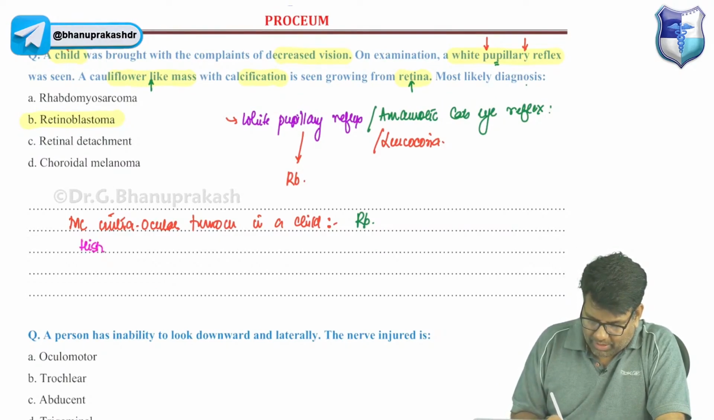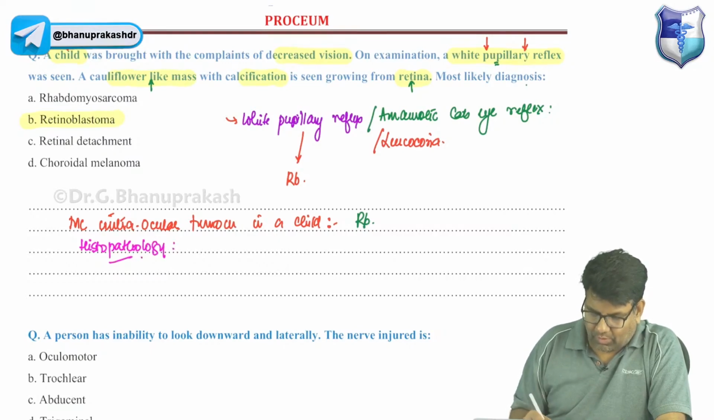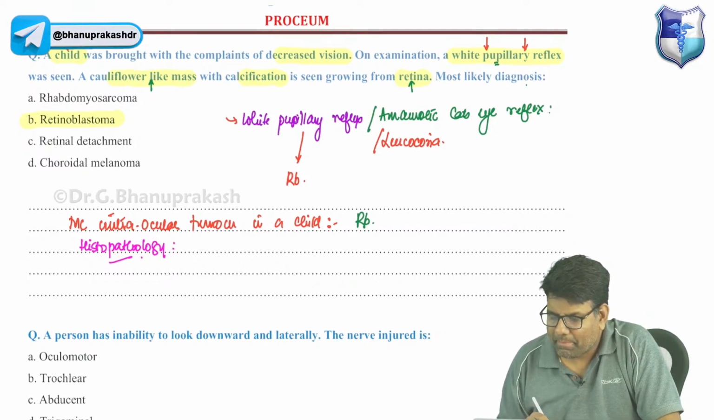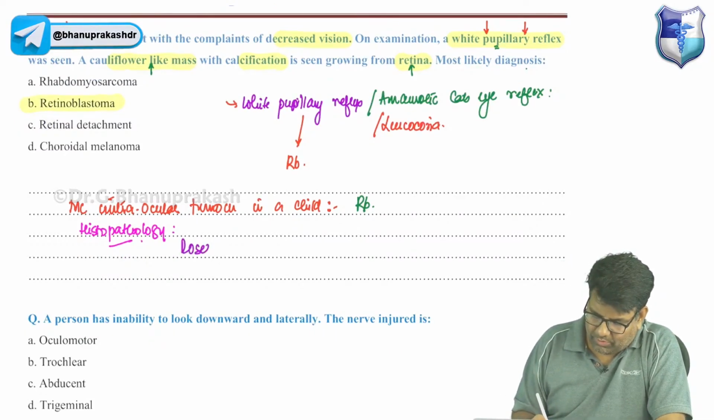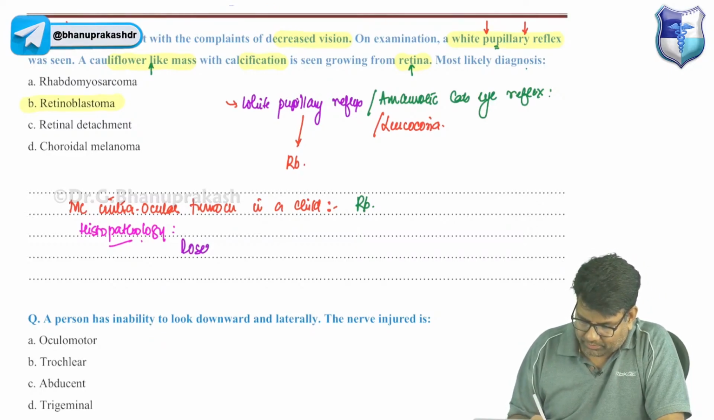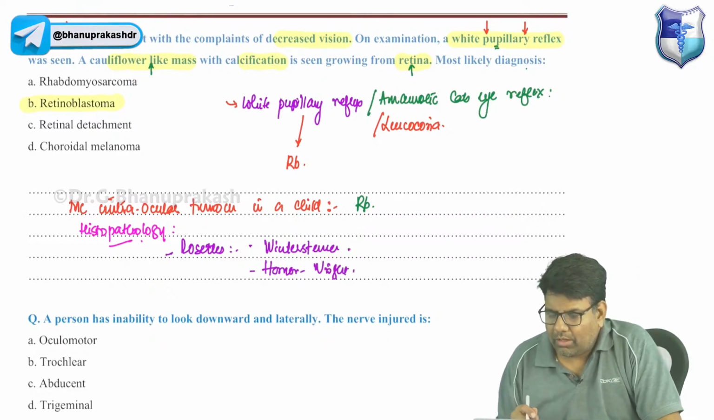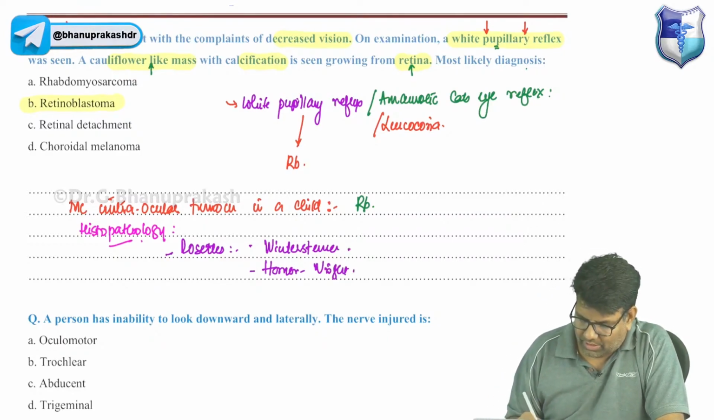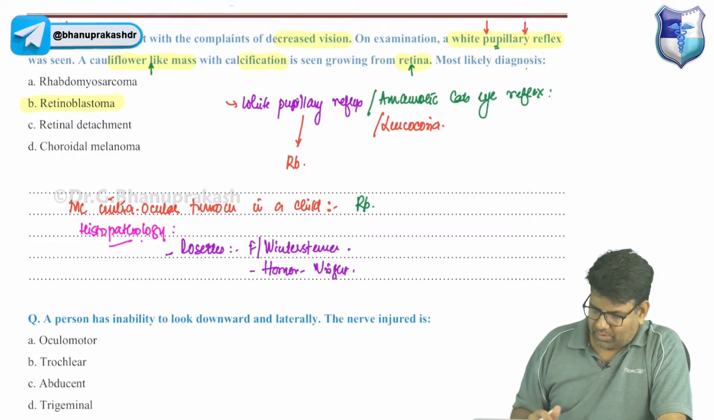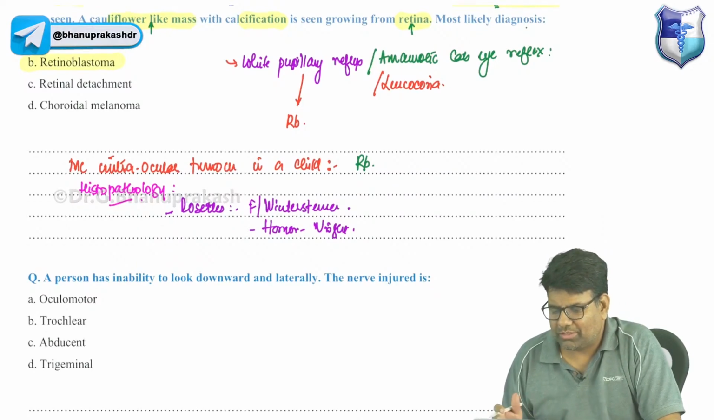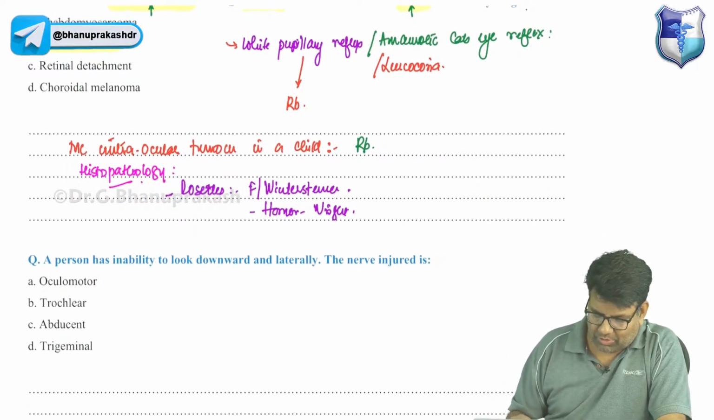What we'll see on histopathology? Any idea? Wonderful, wonderful. So we will see rosettes, and it can be Flexner-Wintersteiner or Homer Wright. Rosettes or sometimes pseudorosettes. So please remember these words on histopathology.